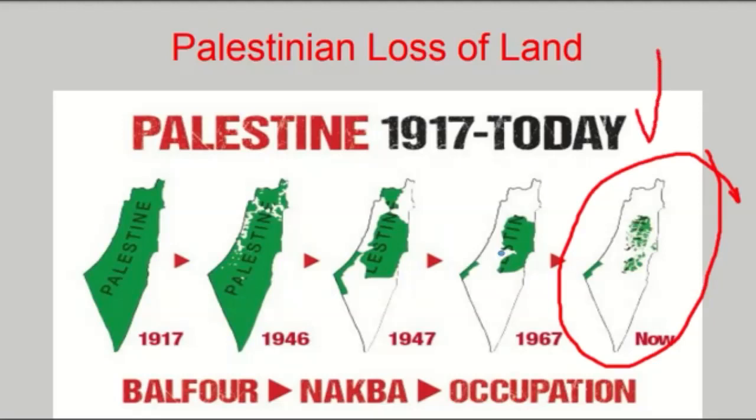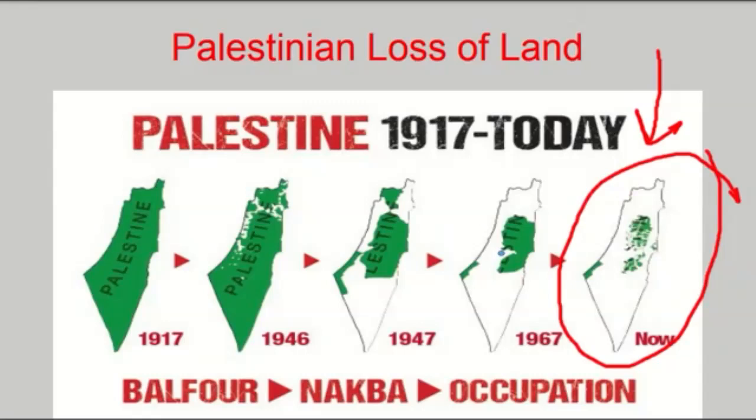So the green areas are what's left for Palestine. Yes. The white areas are Israel, correct? Yeah. I'm living in the white area because I'm living officially in Israel. And the green area is for the Palestinians who are living in the West Bank and Gaza.